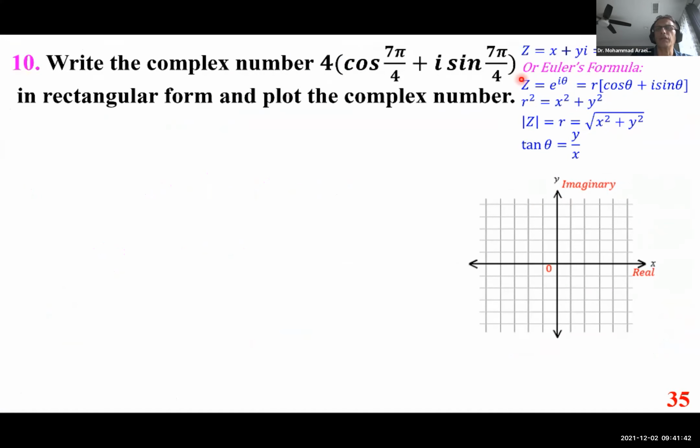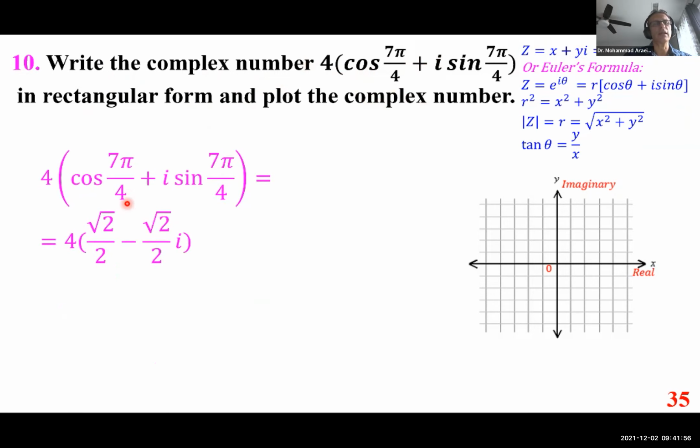We are rewriting the whole thing. We want to write the complex number in rectangular form, and plot the complex number. You want to evaluate this. And to do that, 7 pi over 4 is the same as pi over 4, cosine of pi over 4 is square root of 2 over 2. In the fourth quadrant, cosine is positive. This is also the same as pi over 4, but sine is negative in the fourth quadrant. So pay attention to why we have a negative sign here. Because in the fourth quadrant, sine is negative. We are going to multiply by 4, and there you have it.